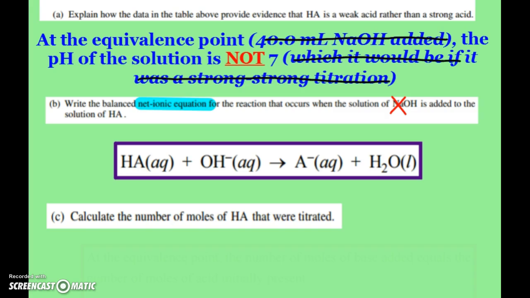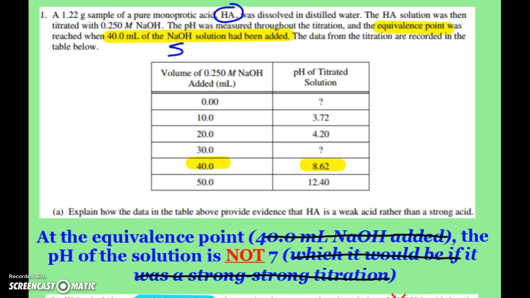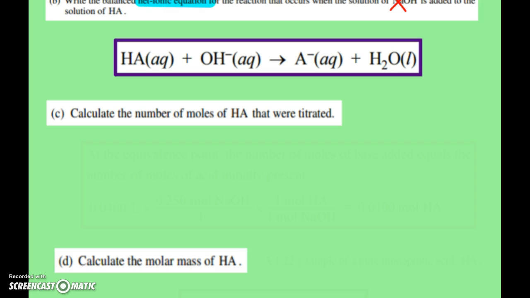Calculate the number of moles of HA that were titrated. All right, so we are given information. We've got the molarity of our base, 0.25 molar, and we know the equivalence point is 40 mL. From that information, at the equivalence point, the moles of base is equal to the moles of acid that we started with, that were titrated. So calculate the number of moles that were titrated.